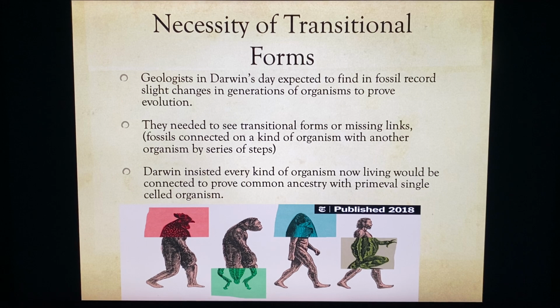Another name for transitional forms would be missing links. So they needed to see these missing links. These are fossils connecting one kind of organism with another kind by a series of steps. Darwin insisted every kind of organism now living would be connected to prove common ancestry with primeval single-celled organisms. He thought, or I should say he knew, that these would all come up suddenly, but they didn't.